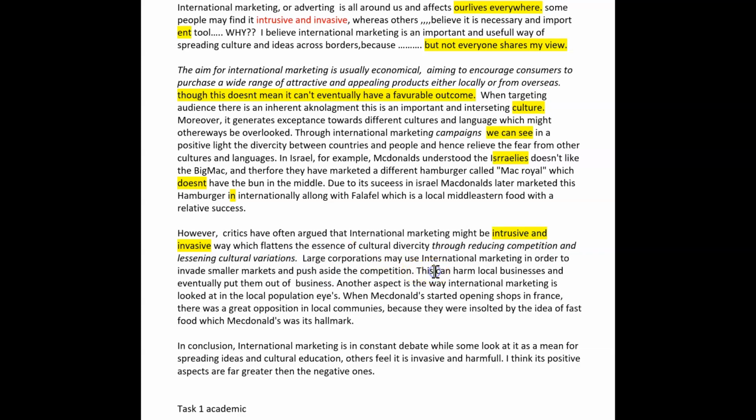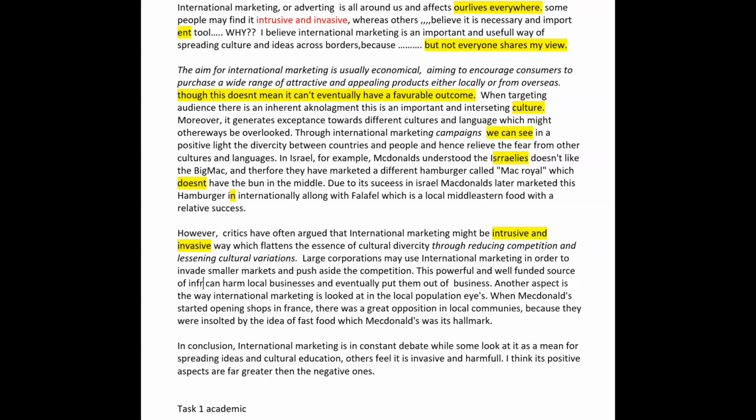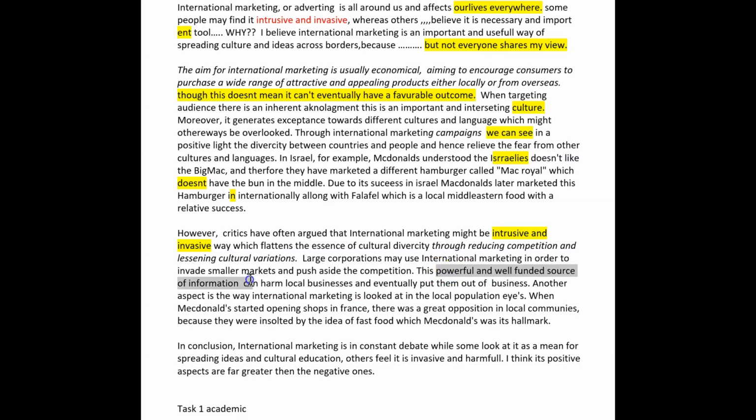This powerful and well-funded source of information. So remember, you've got to show as much language as you can: harm local businesses and actually put them out of business. Okay, businesses, maybe not repeat.